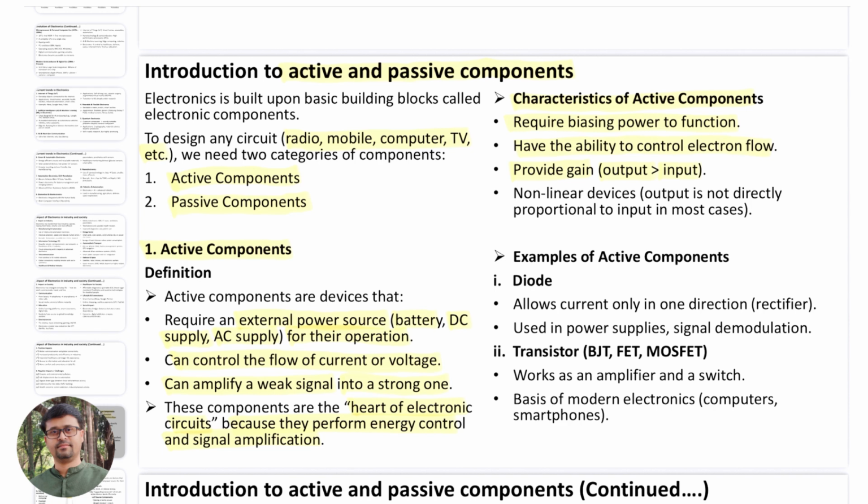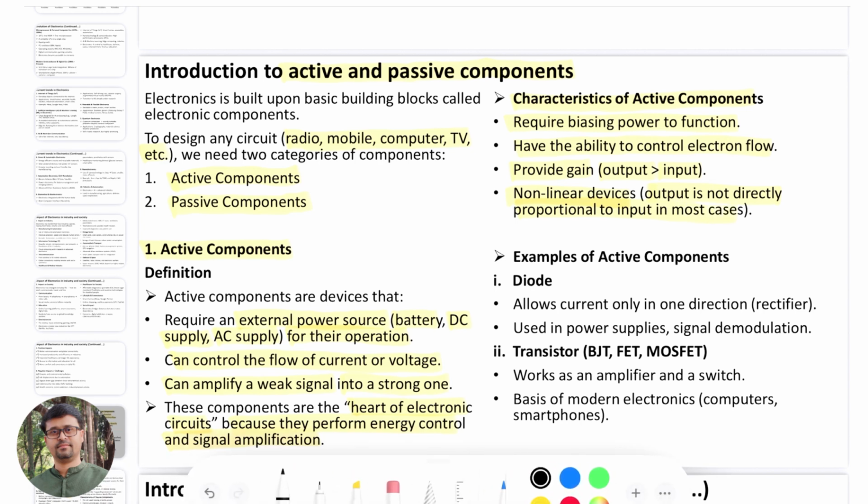So if you are providing any 2 volt peak signal and we require to increase the output, in that case the active components are used. They are non-linear devices, meaning the output is not directly proportional to the input in most cases. So simply we will understand linear devices and non-linear devices.